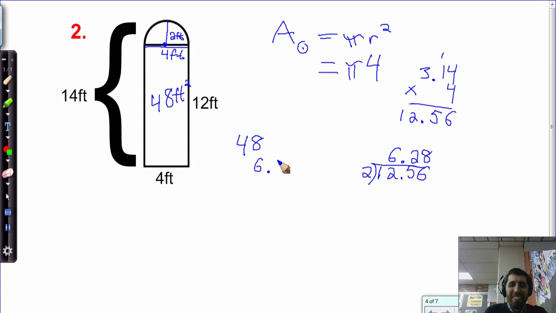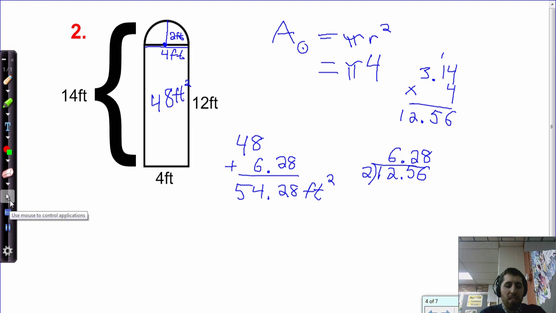So our total area for this figure is going to be 48 plus the area of that semicircle, that half circle, and that will be 54.28 feet squared, or square feet. So hopefully that explanation made sense. You understand breaking it into different chunks, different parts.